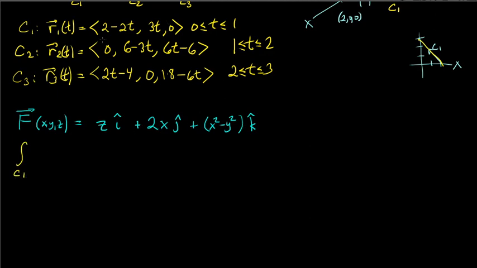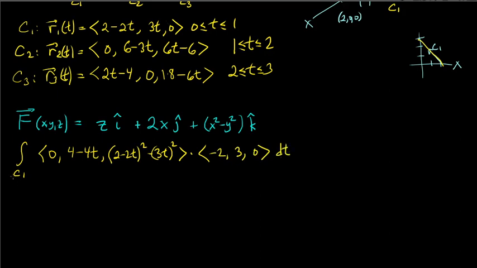So here's f, and dr is just going to be negative 2, 3, 0. And z in this case is 0. 2x is going to be 4 minus 4t. And here's x squared minus y squared. And then dr is going to be negative 2, 3, 0. And t just runs from 0 to 1. So this is a definite integral from 0 to 1.